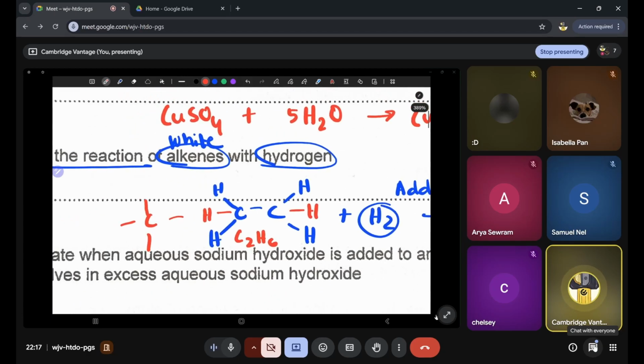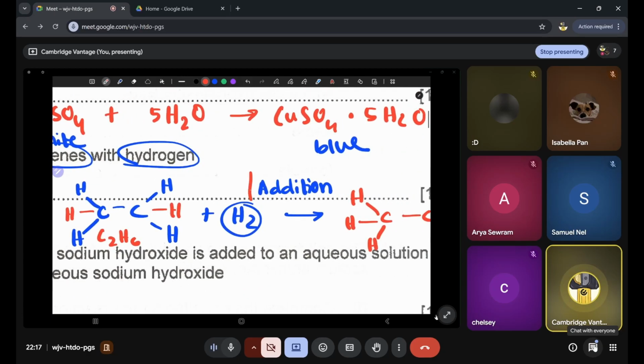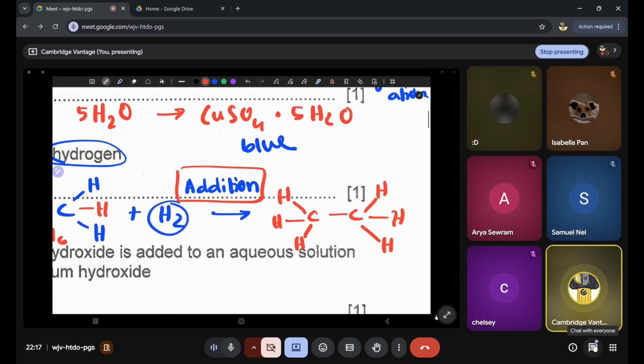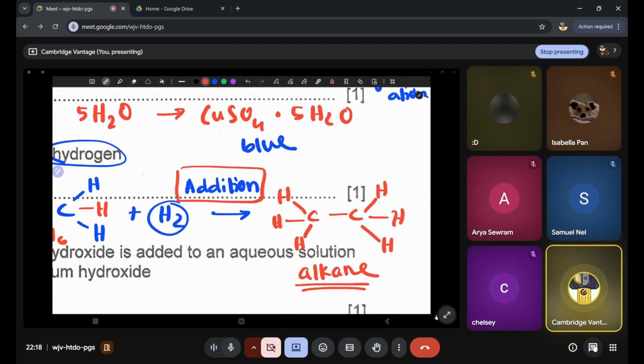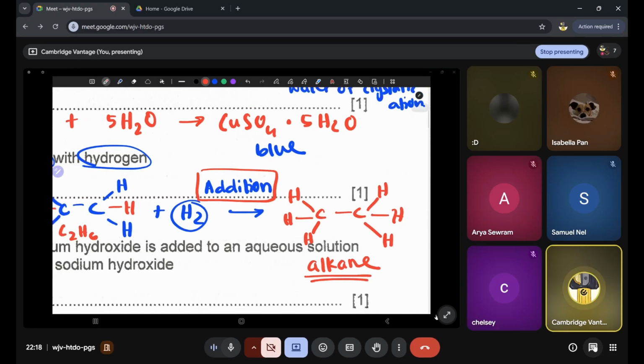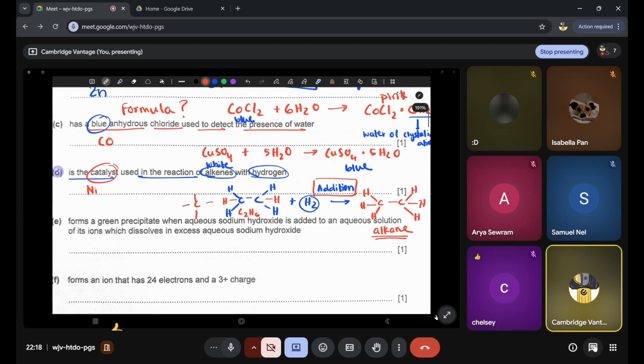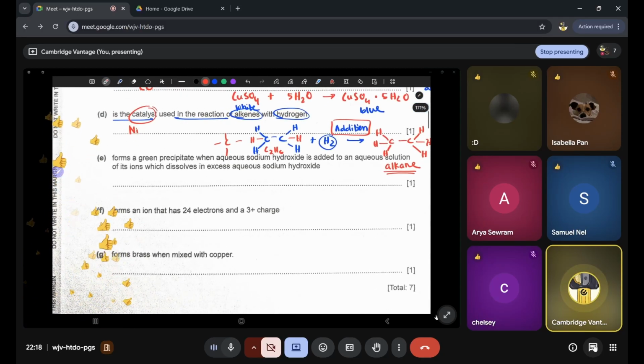So when an alkene reacts with hydrogen, it undergoes an addition reaction. And at the end, you have an alkane as your product. And this is the only product for this reaction. Students, remember, in an addition reaction, you only get one product. If it was any other kind of reaction, let's say a substitution reaction, then you could expect multiple products. But for addition reactions, it's always one product. Is this clear for all students? All right, Chelsea. Okay, let's move to the next part in that case.